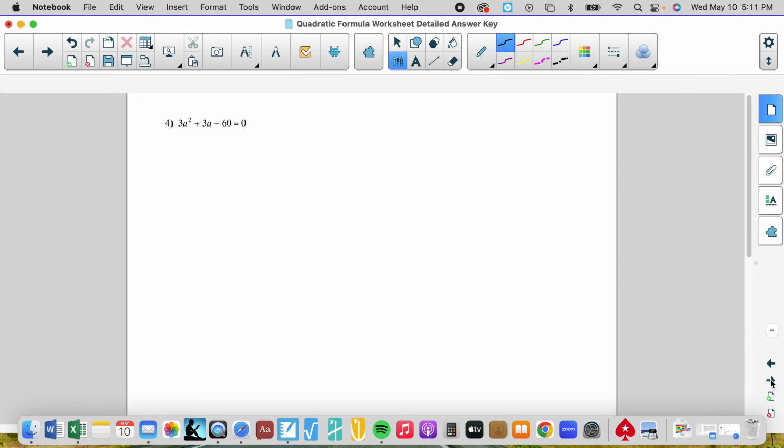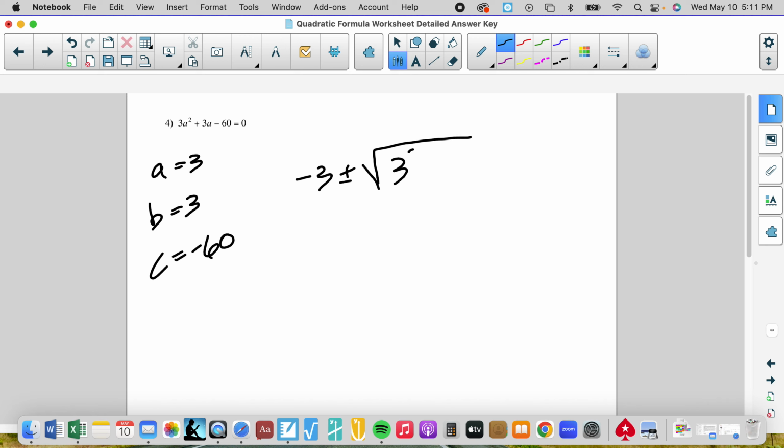All right, set equal to 0, that's good. A equals 3, B equals 3, and C equals negative 60. Opposite of B, plus or minus square root of B squared minus 4 times A times C. Yikes, that's going to be a big number.